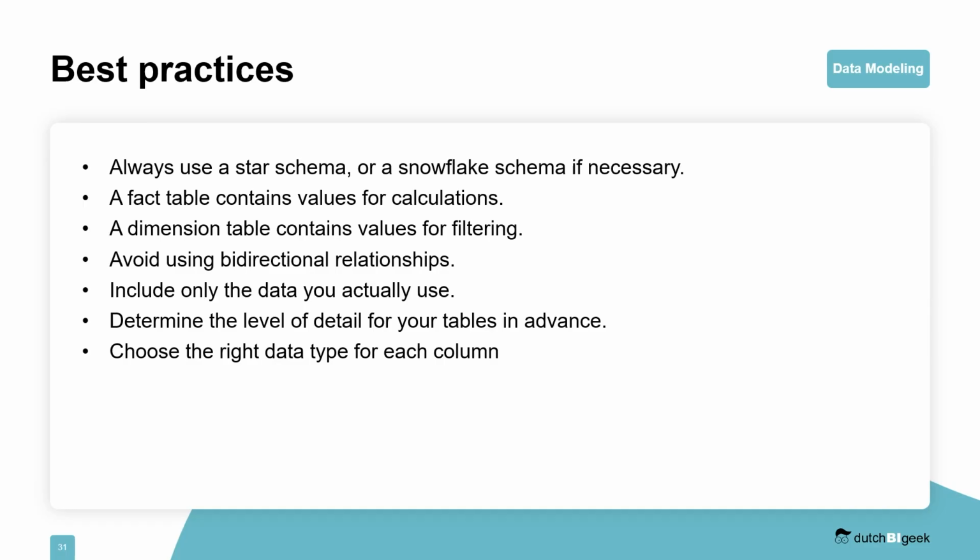So what are the best practices for data modeling? Always use a star schema or a snowflake schema if necessary. A fact table contains values for calculations, and a dimension table contains values for filtering. Avoid using bidirectional relationships. Include only the data you actually use, and determine the level of detail for your tables in advance. Choose the right data type for each column.